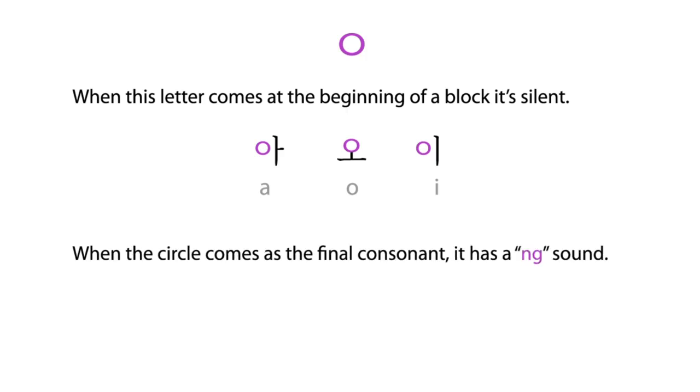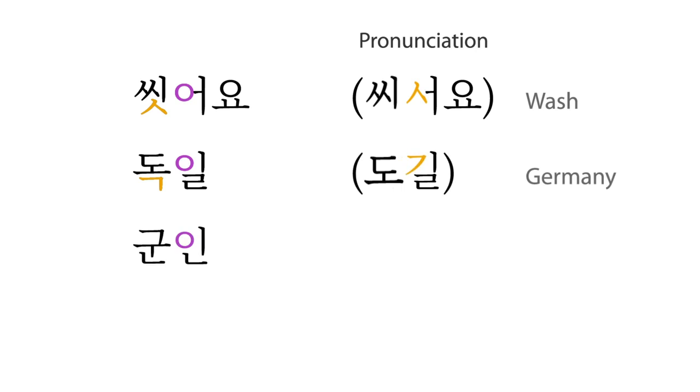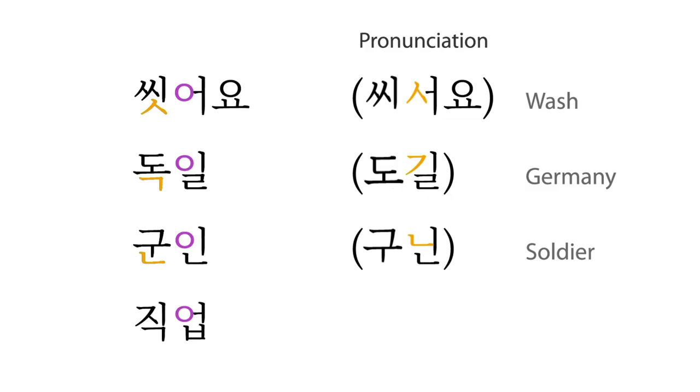But when the circle comes as a final consonant, it has a ng sound. For example, 공, 방, 상. Another important note about the circle is that if a block ends with a final consonant and the next block starts with a circle, the pronunciation of the final consonant will move to the next block. 씻어요. 독일. 군인. 직업.